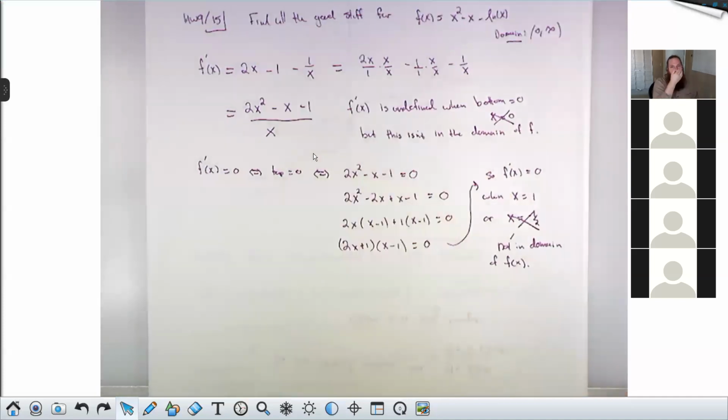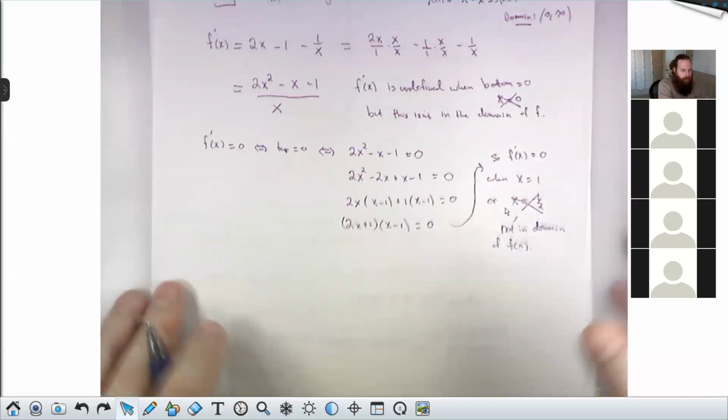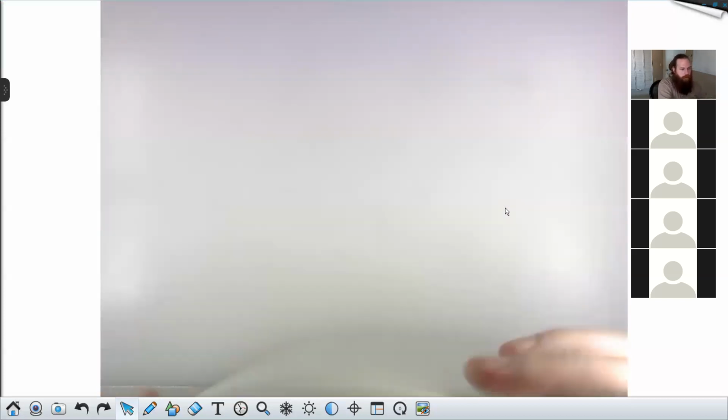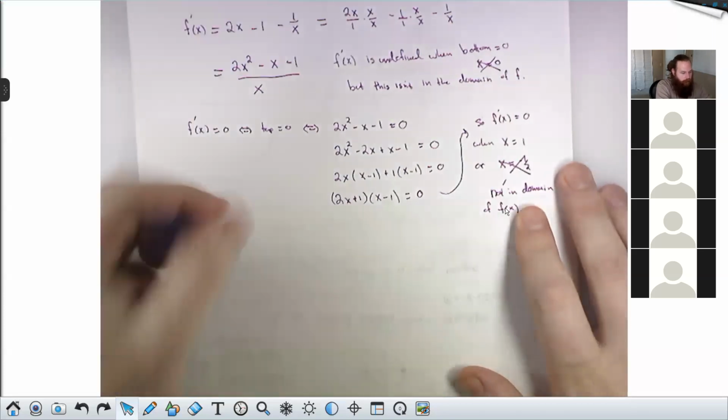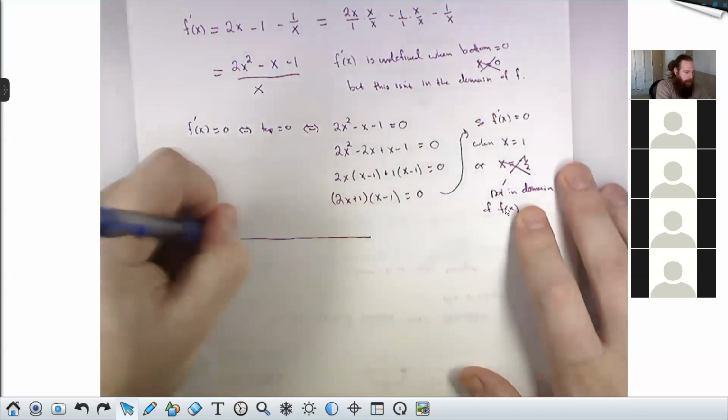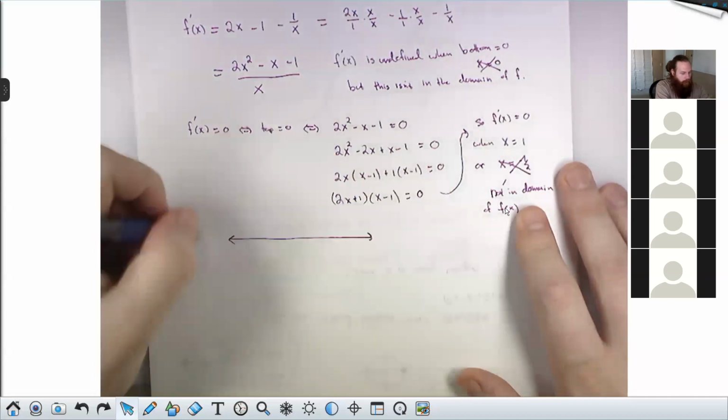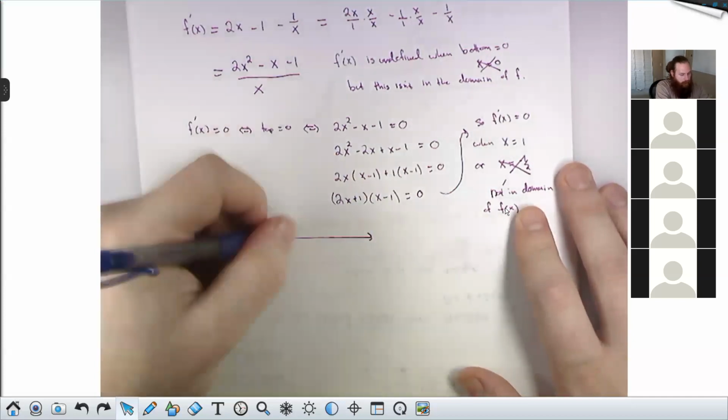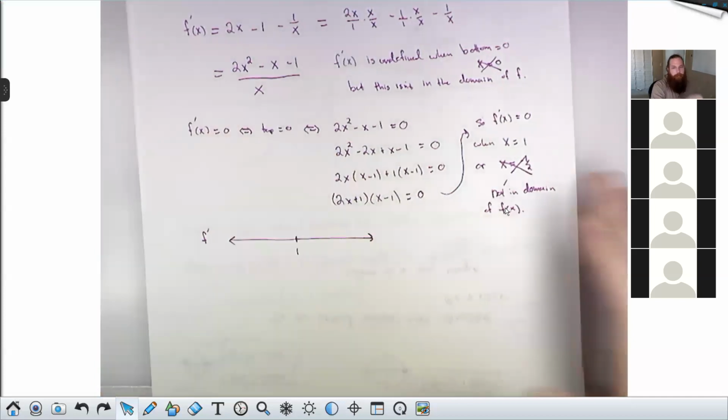So I rule him out. So the only critical number is 1. That's the only place where f prime is 0 or undefined, which is in the domain of the original. So my number line for f prime just has 1 on it.